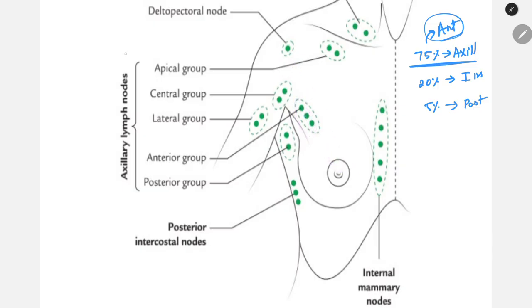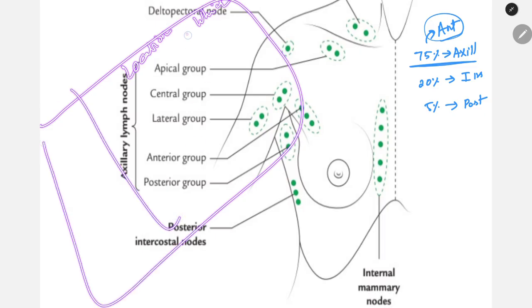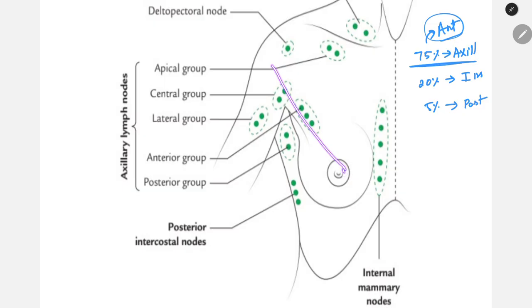So whenever the question is only about the axillary group of lymph nodes, write which group in the axillary it belongs to, where it is located, and from which area it drains the lymph. Put a tabular column like this: which group, location, along which muscle or vein or nerve, and which area it drains. So this is located along the lateral thoracic vein, and it drains the upper half of the trunk and major part of the breast.